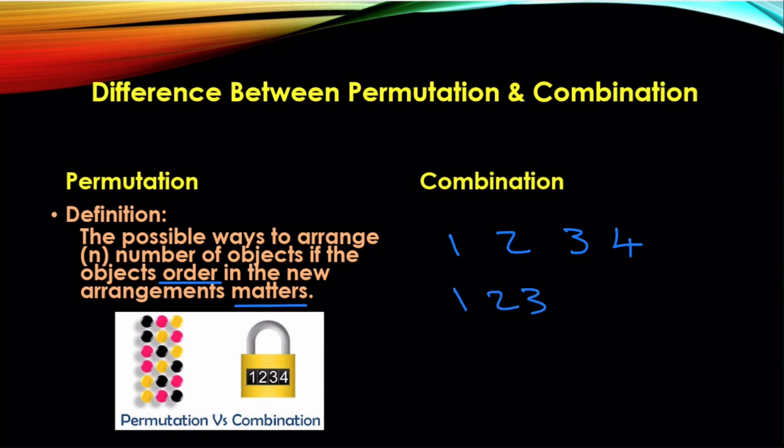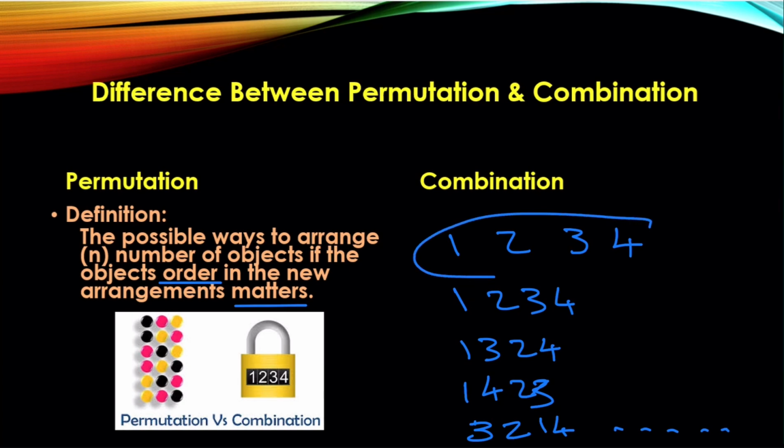1, 2, 3, 4. Could be 1, 3, 2, 4. 1, 4, 2, 3, 2, 3, 1, 4, and so on. Many arrangements. Does the order matter? It depends. For example, if I want to use these numbers as a key for a locker, if we change this order, will the locker open? No, it will not open. So, in this case, the order matters.